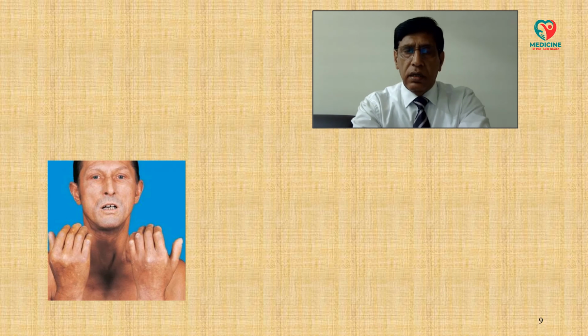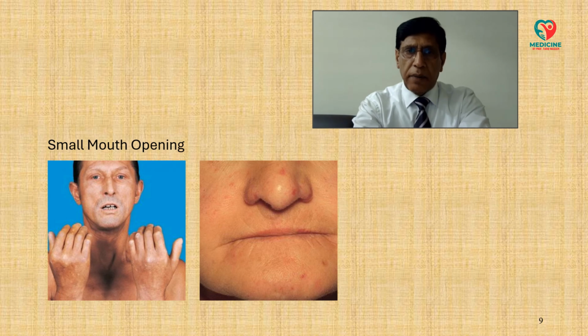Next, look at this person's face. He has elongation of the face along with tightening of the skin, not only over the face and forehead, but also over the hands and knuckles. If you notice his oral cavity, his mouth does not open to the full extent. So the short oral orifice is a feature of systemic sclerosis. Notice the puckering of the skin around the lips and oral orifice, and this is puckering of the mouth.